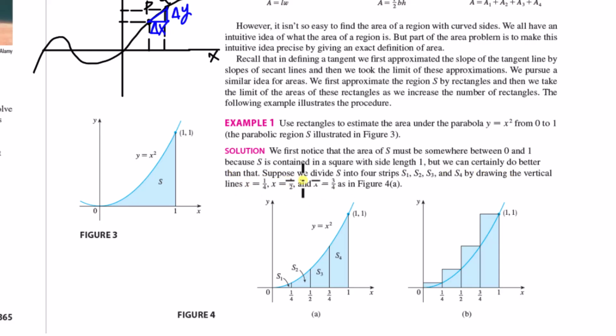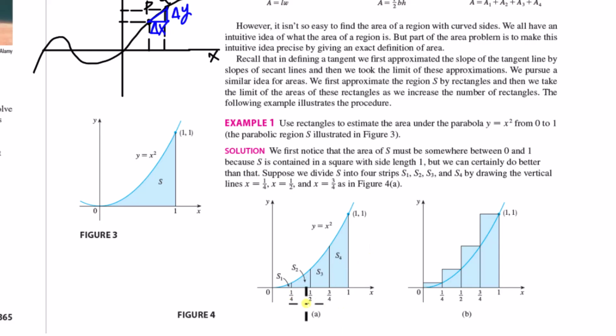So suppose now we divide the region S into 4 strips instead of 1 strip. To do this, we can think about splitting up the domain interval, the input interval from 0 to 1, into 4 separate regions. The simplest way to do this is to take the entire length of this interval, 1, and divide it by 4. So they put a vertical line at 1/4, then at 1/2, then at 3/4. Now we've got these 4 separate intervals, which means that the area of the region is the area of S1 plus the area of S2 plus the area of S3 plus the area of S4.